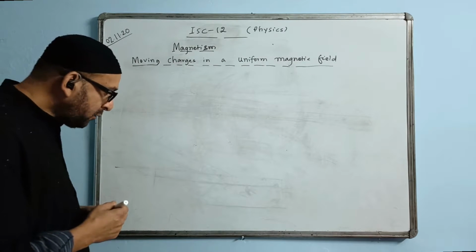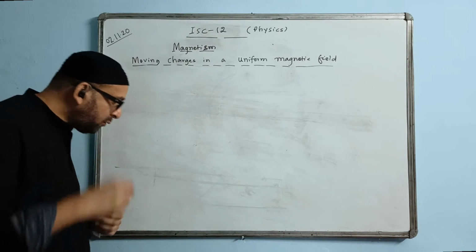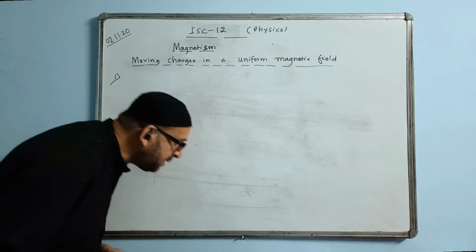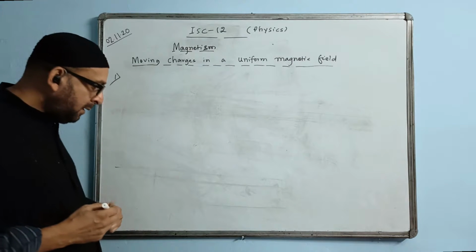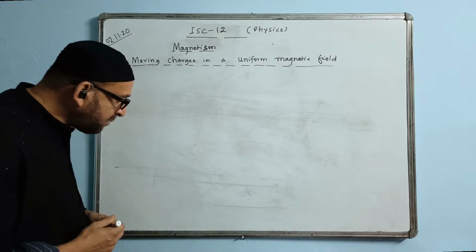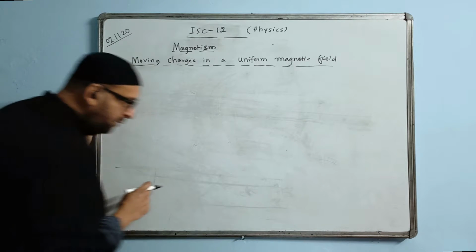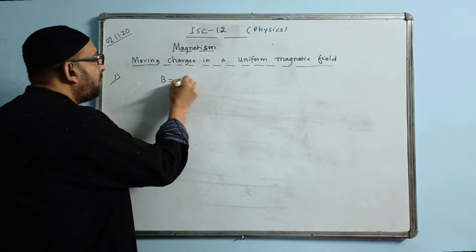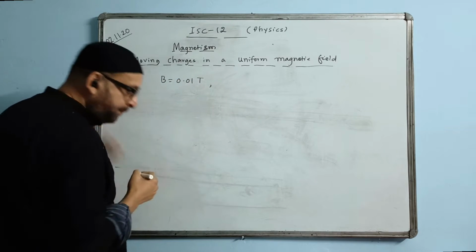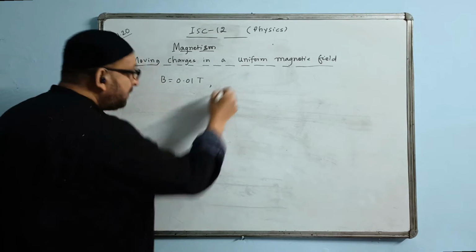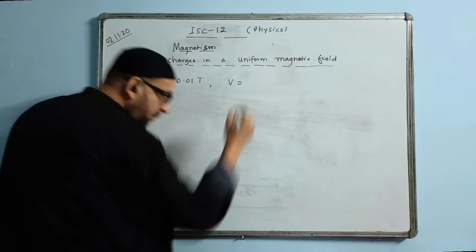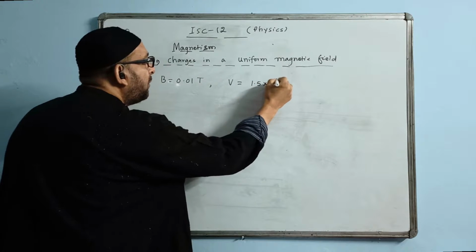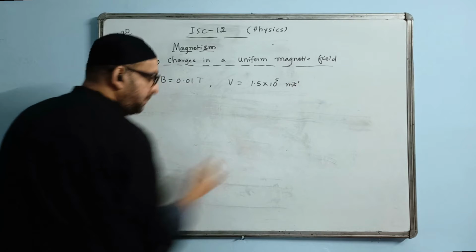So that is the question, and they have given the mass of the electron as 9.11 × 10^-31 kg, and the charge of the electron is given. Let us write down the information provided. The magnetic field B is given as 0.01 Tesla. The speed, that is the velocity of the electron, is given as 1.5 × 10^5 meter per second.